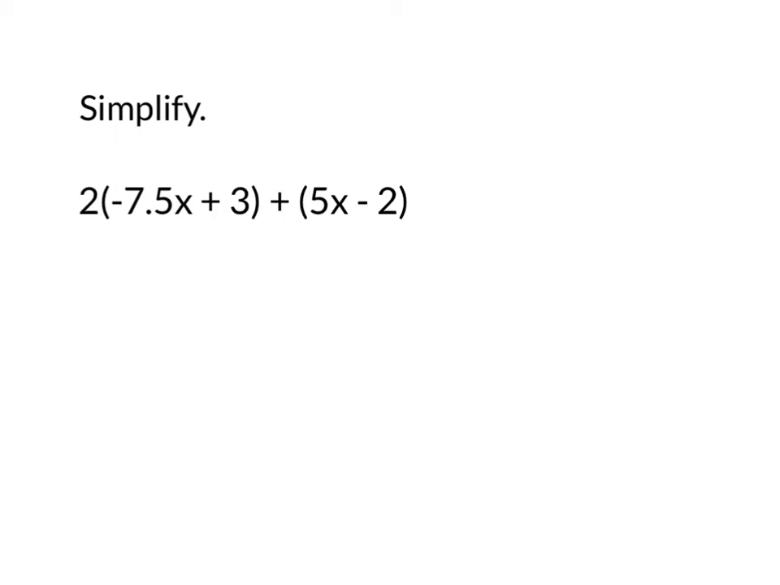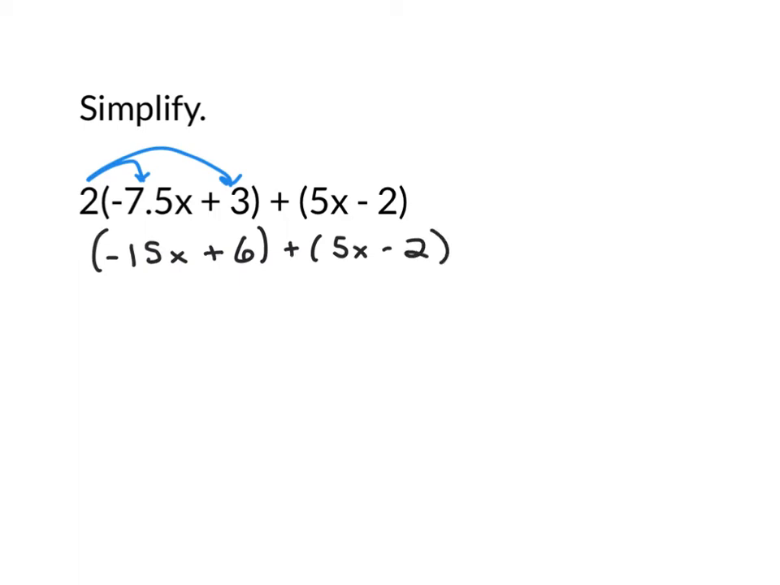The first part of our expression is 2 times negative 7.5x plus 3. That is all set up for us to use the distributive property. We can spread out our multiplication to find a sum. So let's multiply 2 times negative 7.5x. That equals negative 15x plus 2 times 3 equals 6. And we can put that expression inside our parentheses. And let's copy the rest of our expression, plus 5x minus 2.